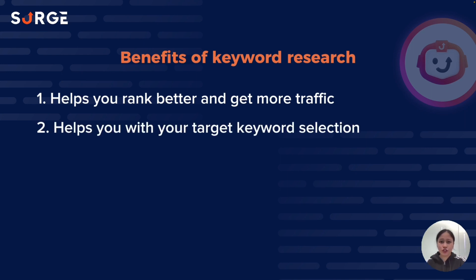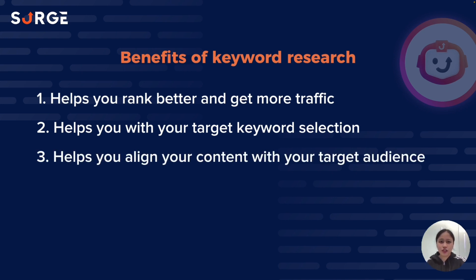Second, it helps you with your target keyword selection, especially when you're undecided between different variations. Instead of relying on assumptions and guessing games of what you think people are searching for, you can rely on actual data to make comparisons and prioritize keywords based on their potential value. Third, you can align your content with your target audience by understanding and satisfying user intent. And fourth, it accelerates your content velocity. Through keyword research, you get a multitude of content ideas and topic clusters from related keywords, which helps you cover more topics around high-value keywords.